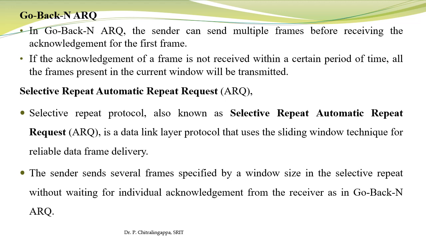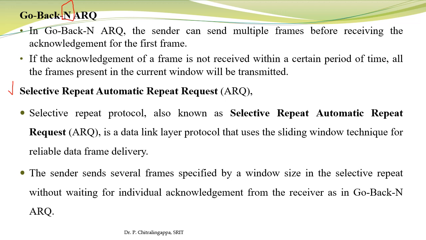But for example, if somewhere one frame fails to receive its acknowledgement, in go back N ARQ we retransmit all the frames. The entire window is retransmitted. That is a drawback in go back N ARQ. In case of selective repeat ARQ, whichever frame fails to receive the acknowledgement, only that respective frame is retransmitted again. That is the drawback overcome by selective repeat ARQ.